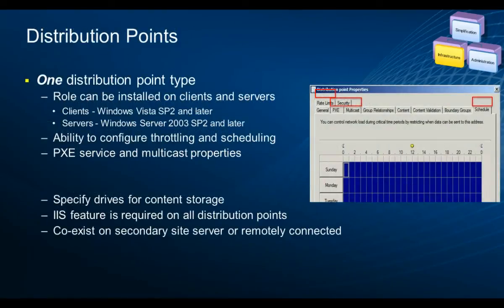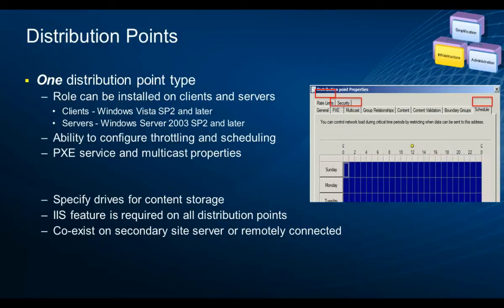So let's talk about distribution points for a moment. We now refer in Config Manager 2012 to what's called one distribution point type. In the past, this was a collection of server roles in the hierarchy in Config Manager 07. It is now one distribution point type, which can be deployed on both client and server. It can be deployed on Windows Vista Client SP2 and later, including Windows 7. On the server side, we can deploy to Windows Server 2003 Service Pack 2 and later, including Server 2008 and Server 2008 R2.